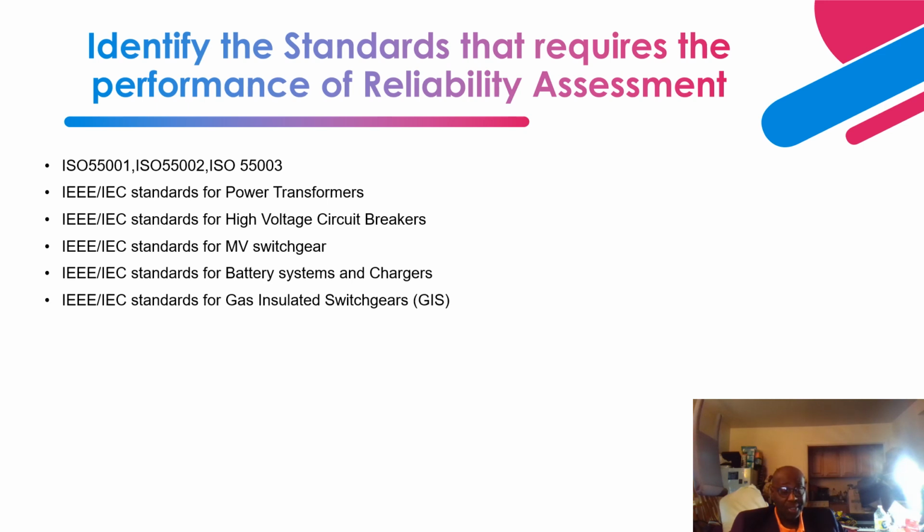that has been reproduced out of these standards. That is based on what guideline your company has, based on what ISO has, and that should be applicable to substation assets and generation assets. But you should also have IEEE and IEC standards for all equipment. A typical example is what I have here: power transformers, high voltage circuit breakers, medium voltage switchgear, battery systems, chargers, gas-related switchgears.